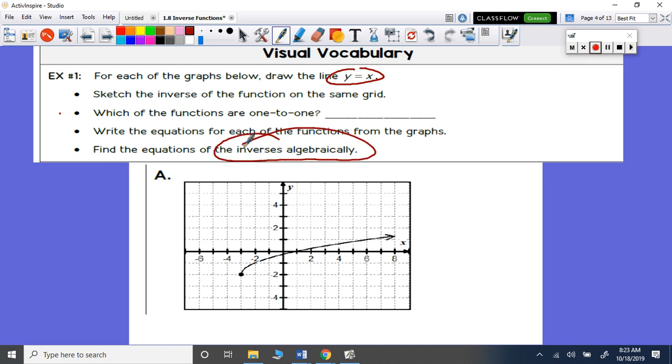But just looking at this, does anybody remember what type of parent graph that is from section 1.6? Okay, what do you think? He says x cubed. Joey, what do you say? Square root. Anybody want to break the tie? Square root. Yes.